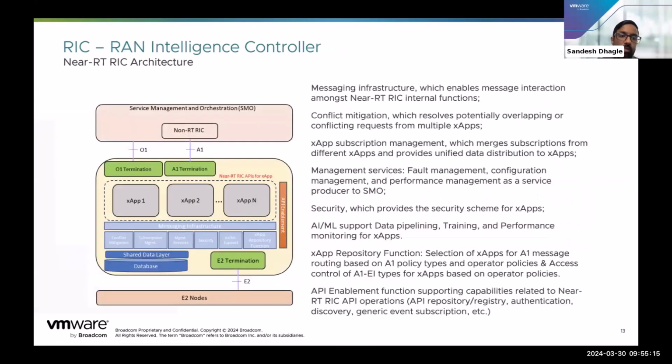Okay, now let's look at the near real-time RIC architecture. So in the near real-time RIC, the two key components are the A1 and the E2. I think somebody was asking why this is called northbound and this is called southbound, and it's confusing because for E2 nodes, E2 becomes northbound, right?